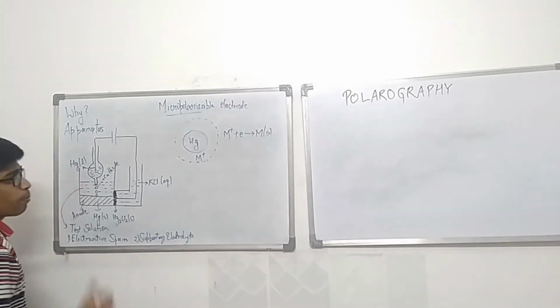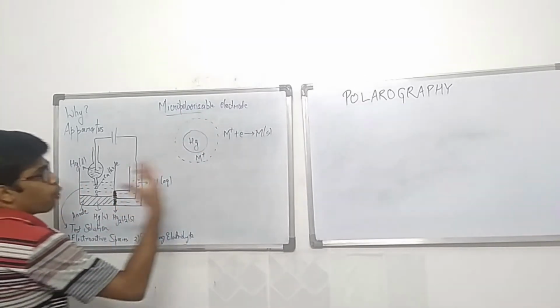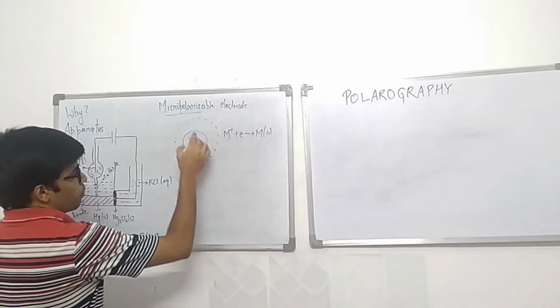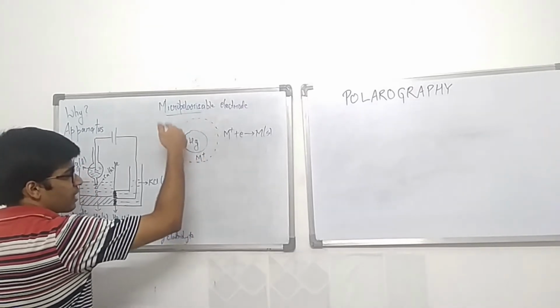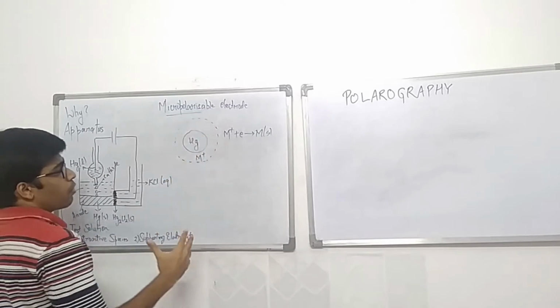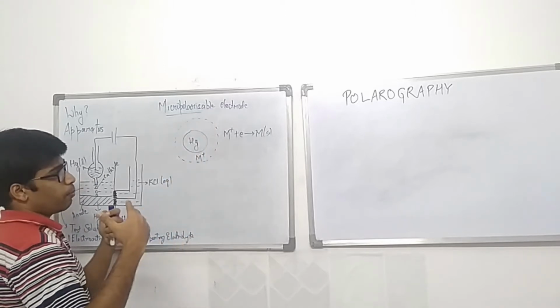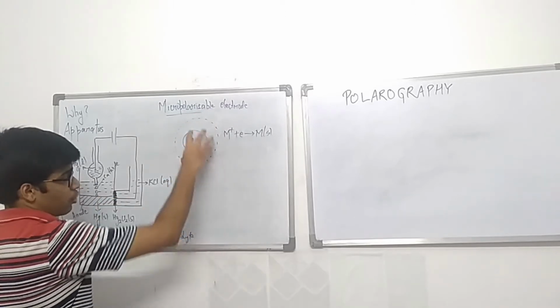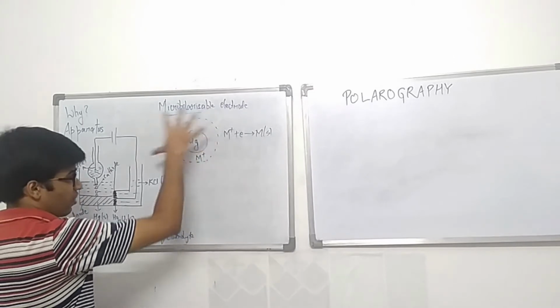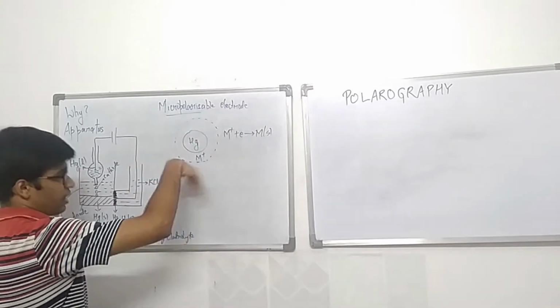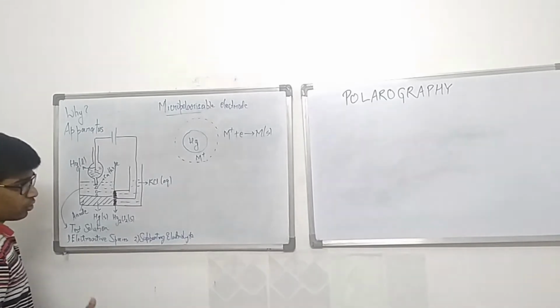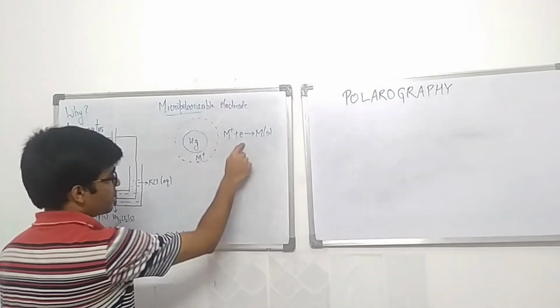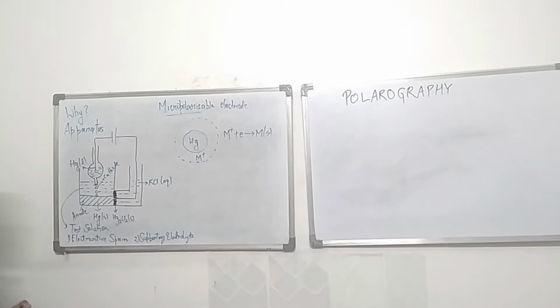And why is that? Micro obviously because of the shape, and polarizable because since it is a cathode, it has the ability to create a layer of positive ions around it. As a result, due to its polarizing ability, it can create a layer of positively charged ions around it, and that is why it is known as a micropolarizable electrode. On the surface of this drop, this reduction takes place. A typical electrolysis reaction.